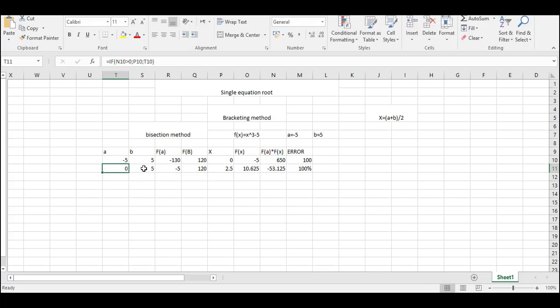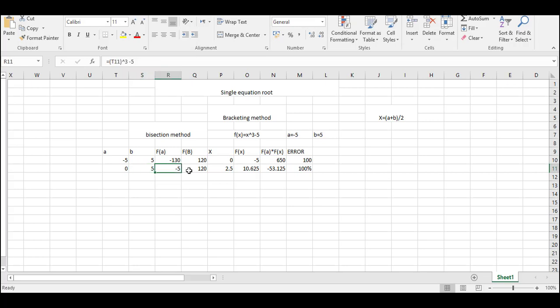And for b, the same condition: if f of x multiplied by f of a is more than 0, let b stay as b. If false, replace b by the x value.